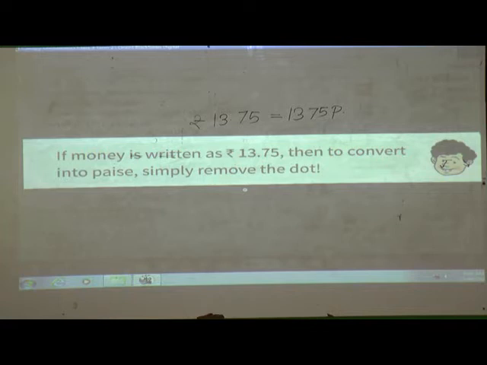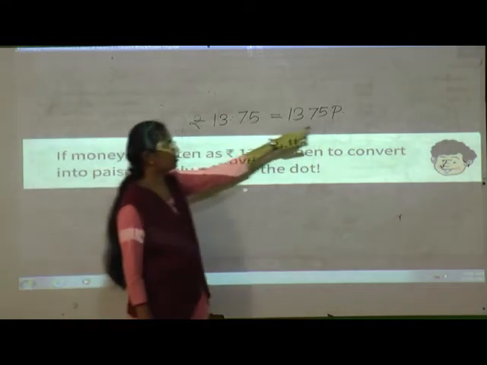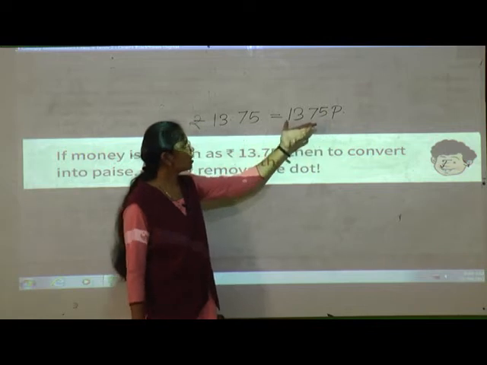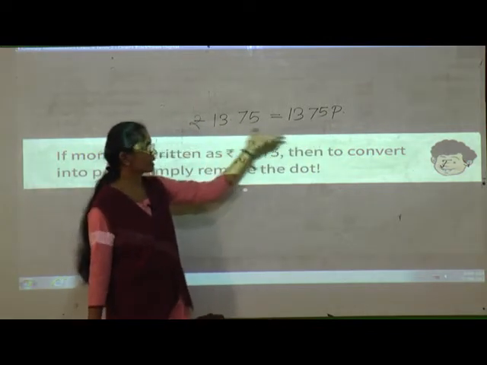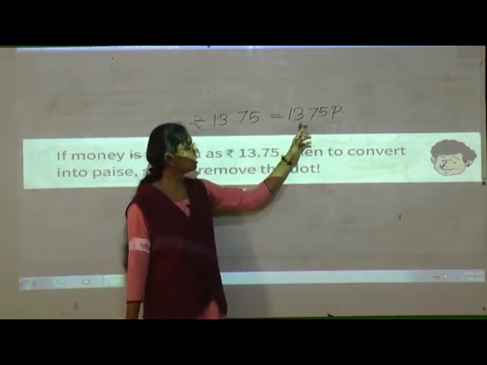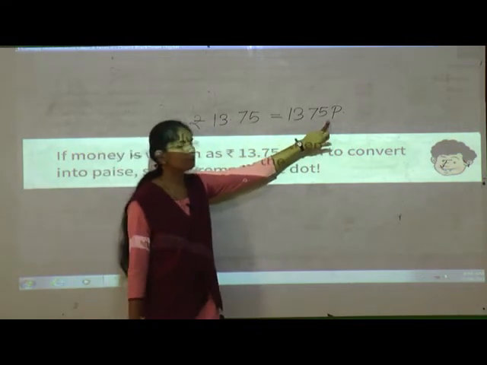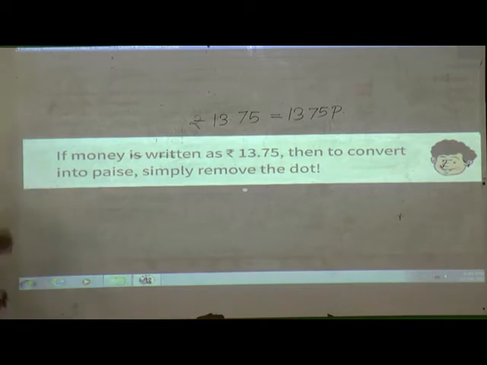So if money is written as rupees 13.75 and you have to convert it into paise, simply remove the dot and write the symbol for paise, because now this money is converted into paise. So just remove this dot and write P here. P stands for paise. Okay, clear?